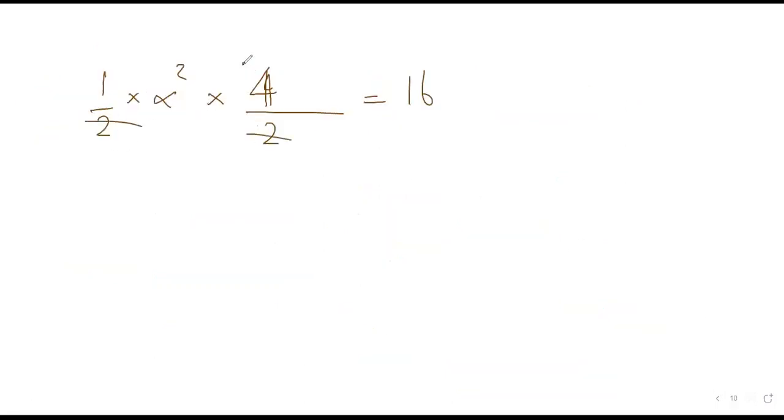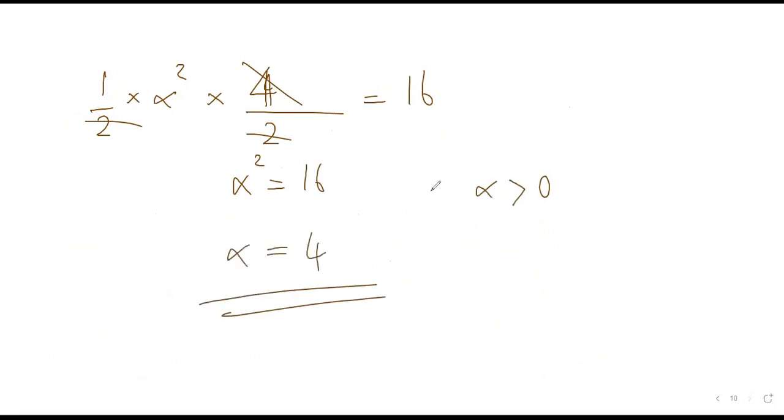2 times 2, 4. Alpha squared is 16, but it's given that alpha is greater than 0. Then alpha is equal to 4. Very good. If alpha squared is 16, then alpha should be plus or minus 4, no? But it's given that alpha is greater than 0. Then alpha is going to be 4. Good. Very good.